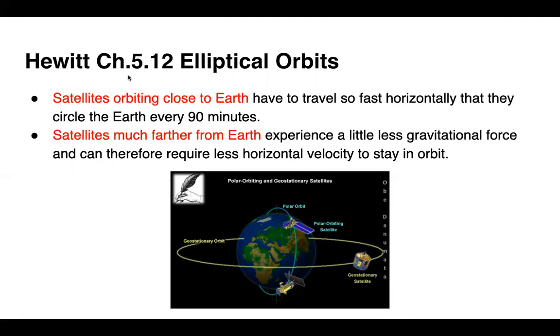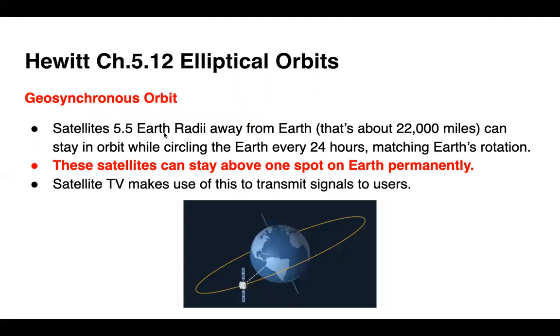And in fact, you are able to get some satellites far enough away, specifically 5.5 Earth radii away, which is equivalent to about 22,000 miles. So that's a long way from the surface of the Earth. But satellites at that distance are able to stay in orbit with a horizontal speed that makes them rotate our planet every 24 hours. And as you guys probably know, Earth rotates on its axis every 24 hours. So it's basically matching that. And so those satellites, if everything's set up correctly, can literally float over a single point on the planet permanently.